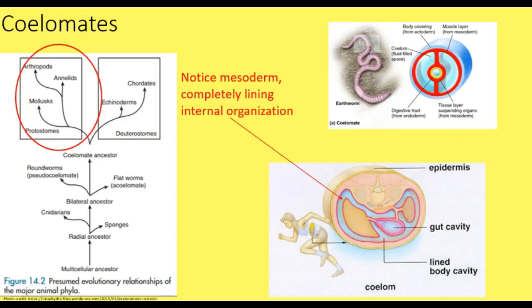Acoelomates like flatworms have no body cavity, while pseudocoelomates like roundworms have an incomplete body cavity. Sponges have no germ layers and therefore no body organization, while cnidarians have tissue-level organization that results in a sac-like body plan. Coeloms have a complete body cavity arising from the mesoderm.